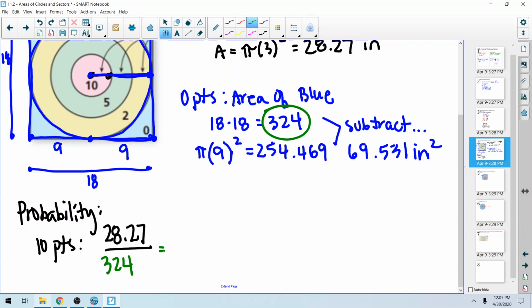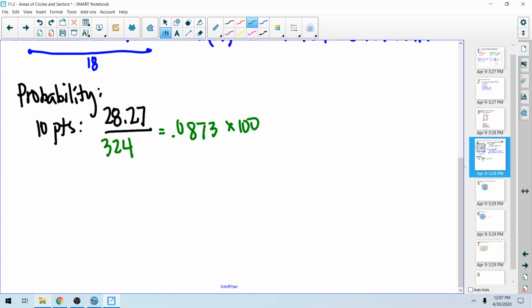So then we're going to take 28.27 divided by 324, which gets me 0.0872. Times that by 100, which gets me 8.7, and actually, if I rounded correctly, this should be a 3, I'm sorry. So times that by 100, which gets you 8.73. So you have an 8.73% chance of hitting the 10-point circle in the middle.